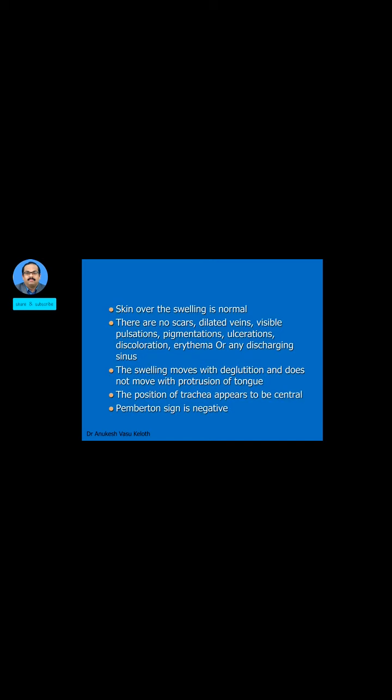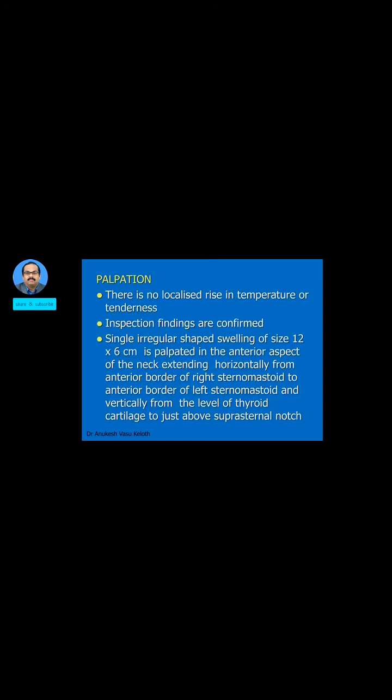The swelling moves with deglutition and does not move with protrusion of tongue. The position of trachea appears to be central. Pemberton sign is negative. On palpation, there is no localized rise in temperature or tenderness. Inspection findings are confirmed. A single irregular shaped swelling of size 12 into 6 cm is palpated in the anterior aspect of the neck, extending horizontally from the anterior border of right sternomastoid to the anterior border of left sternomastoid and vertically from the level of thyroid cartilage to just above suprasternal notch.